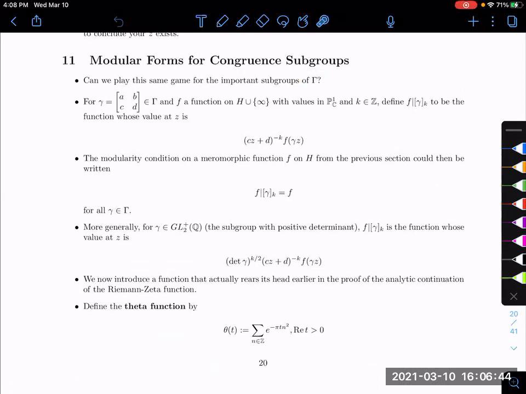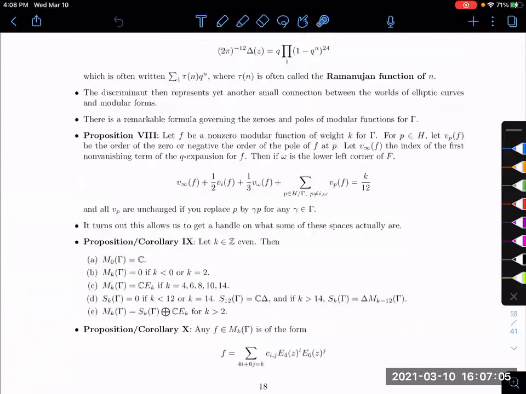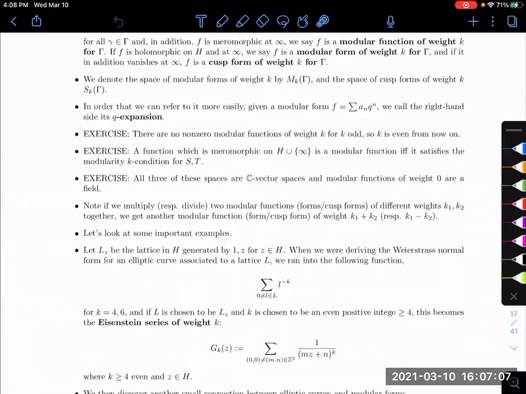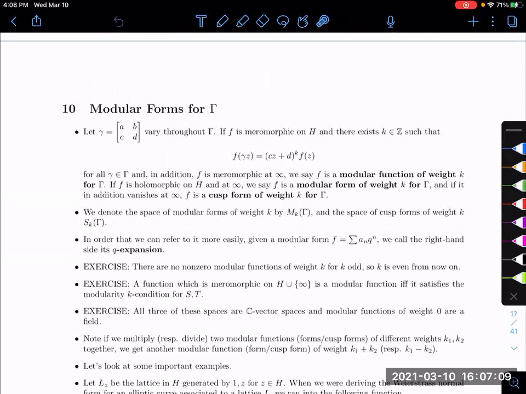And I'll just jump right into this. So again, we're going to let lowercase gamma be a, b, c, d in SL2Z, and we're going to let f be a function on H union infinity, where H is the upper half plane, with values in the Riemann sphere. And we're going to let k be an integer. First of all, what we'd like to do is simplify and compactify the notation up here in the modularity condition, sometimes called the automorphy condition for modular forms.